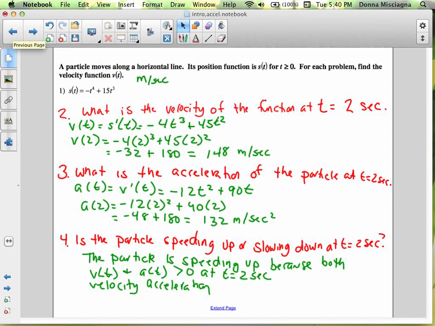So it's not too difficult to determine speeding up or slowing down. You simply find the function for the velocity curve, which is just the first derivative. You find the equation for the acceleration of the particle, and that's just the second derivative. And then you evaluate for some time. If the two signs match, the object is speeding up. If the two signs are different, then the object is slowing down.